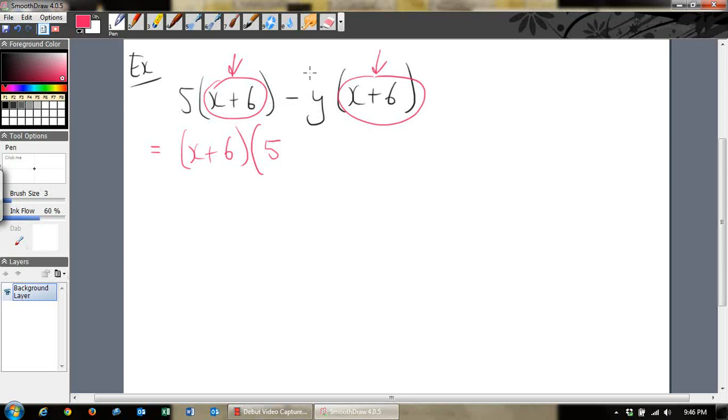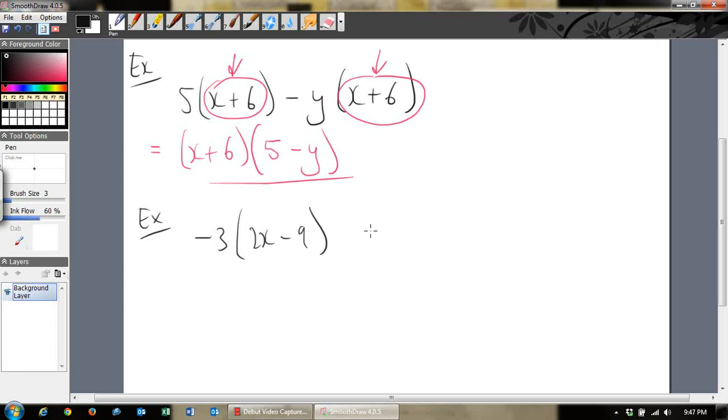Quite simple. Here, what do we need to multiply x plus 6 by to get negative y times x plus 6? In fact, we need to multiply it by negative y, whatever's out here. And so we close the bracket, x plus 6 was your common factor, and we just need to multiply it by 5, and then we also need to multiply it by negative y. And that is actually your answer, believe it or not. It's quite simple. So here's another example, and you'll just love how easy this is.